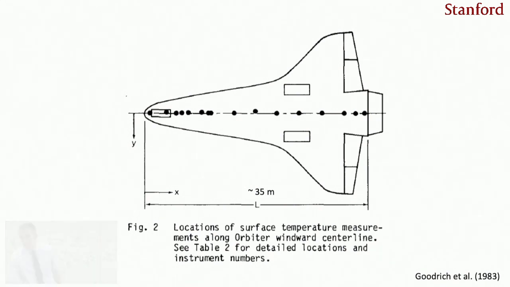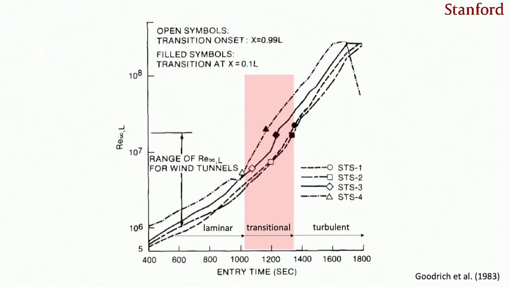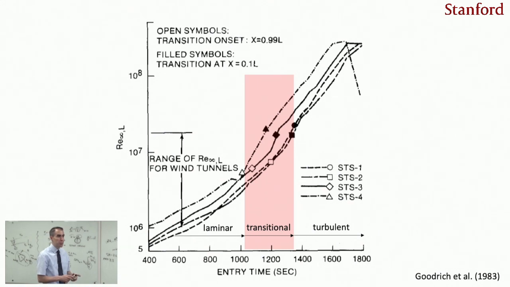So the results are shown here. Here in the vertical axis you have a Reynolds number that is based on the spine of the shuttle orbiter, which is about 35 meters. And in the horizontal axis you have the entry time. The total entry time for the space shuttle was around 30 minutes, which is those 1800 seconds that you have there.